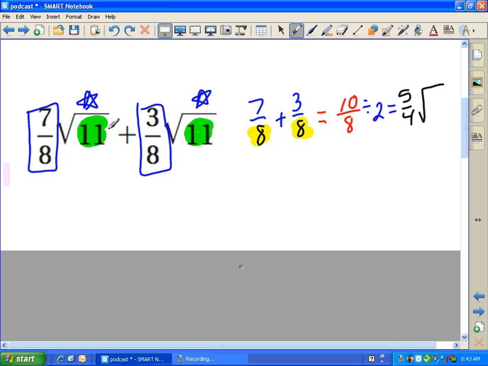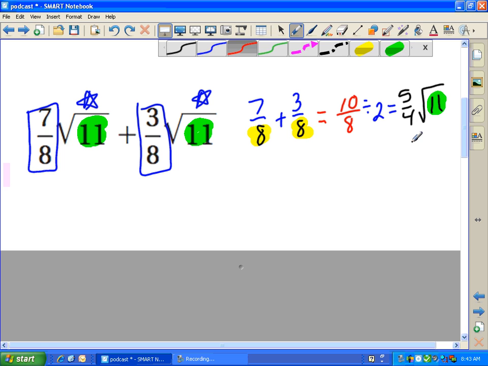Once your square root is the same, keep it the same. So I have 5 over 4 square root of 11. Do not say 11 and 11 is 22. Epic fail, like the Boston Celtics last night against the Miami Heat in Game 5. Come on, guys.